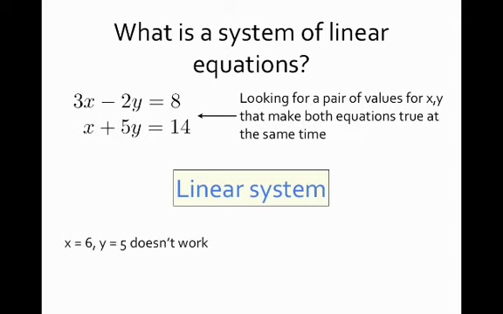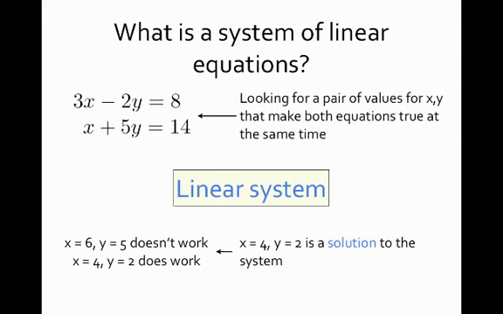So, for example, the pair x equals 6, y equals 5 is an xy pair that works in the first equation because 6 times 3 minus 5 times 2 is equal to 8, but it doesn't work in the second equation because 6 plus 5 times 5 does not equal 14. So that would be a pair of xy values that doesn't work for us, but a pair that does work is x equals 4, y equals 2, because that makes both equations true at the same time. Because 3 times 4 minus 2 times 2 is equal to 8, and 4 plus 5 times 2 is equal to 14. So we would say then that x equals 4, y equals 2 is a solution to the system.